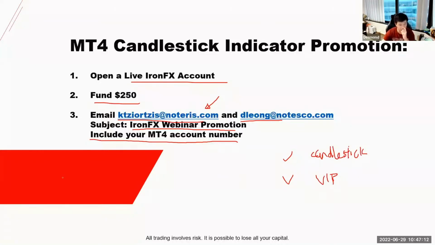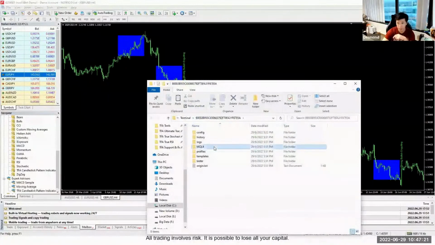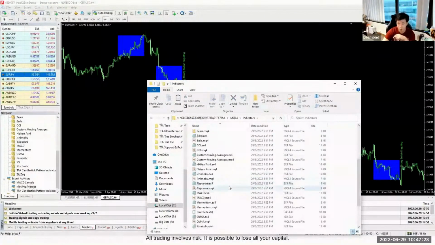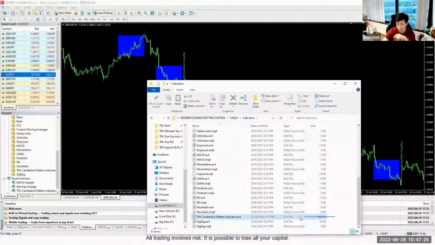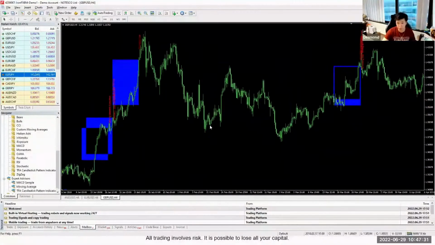To import the indicator is quite simple. You just need to go to File, Open Data Folder, MQL4, Indicators. You just need to paste it into here, and there you go. Paste it into here, and you get access, and you get to load this indicator for your trading.